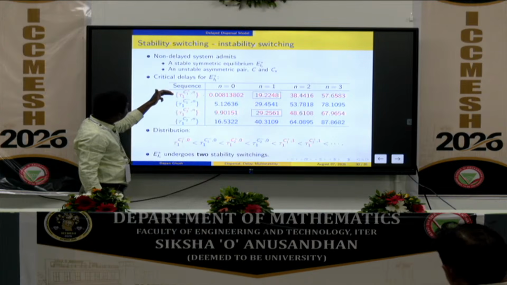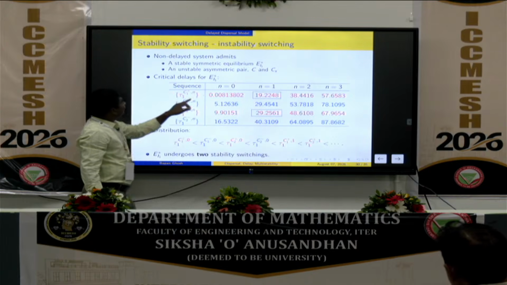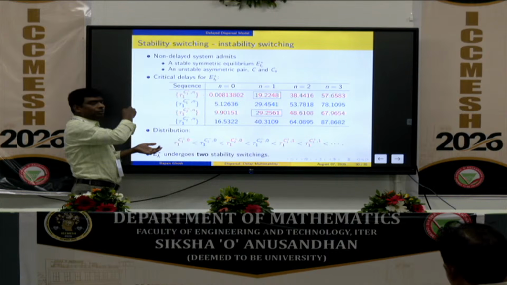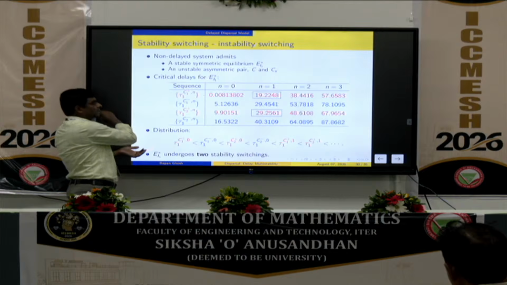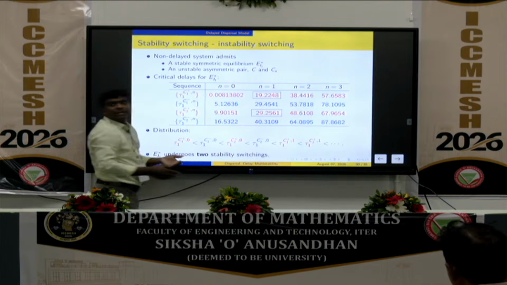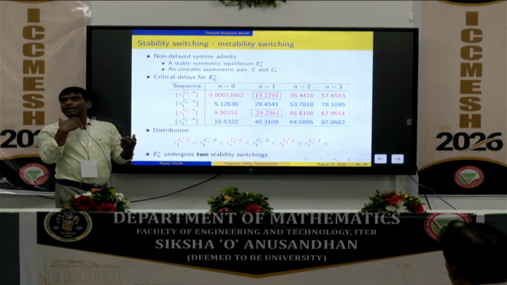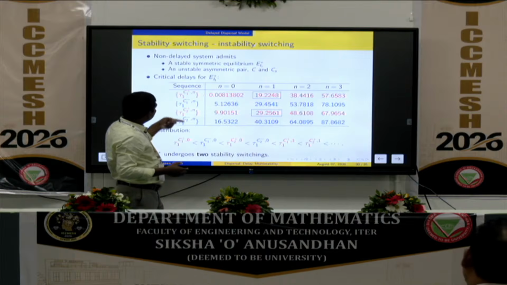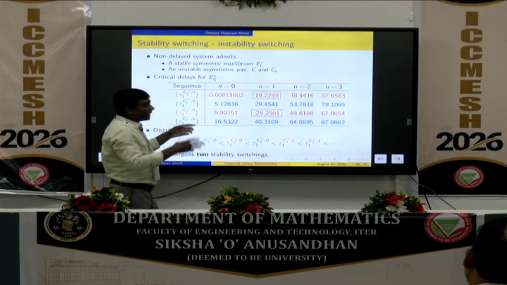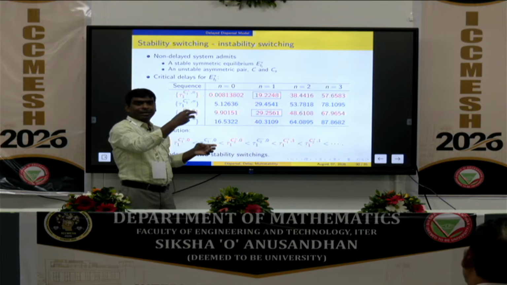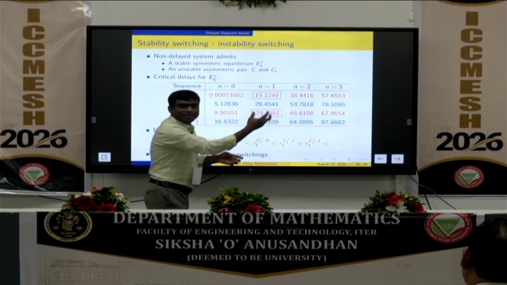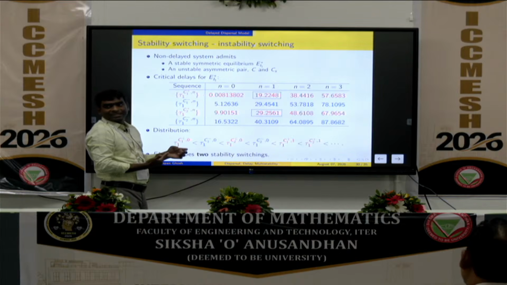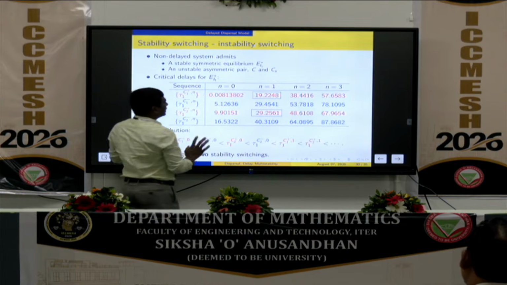What is the meaning of red? Red means that at this particular value of delay, a pair of eigenvalues will move from the C minus complex plane to the C plus complex plane. This means you are actually making the equilibrium unstable. What is the role of blue? Blue is stabilization. The eigenvalue pair which went to the C plus plane now returns back to the C minus plane via the imaginary axis. Then the equilibrium will be stable. So these are the roles.